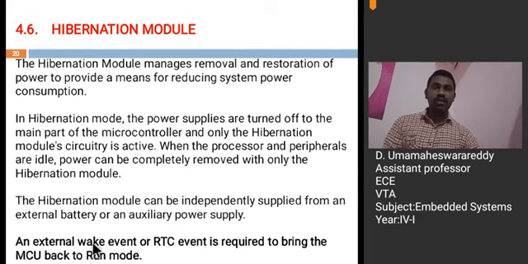If there is a signal on this wake up pin, or if there is an RTC timeout, RTC means real time clock, if the time set in the real time clock is out, then it will automatically generate an interrupt to the processor and peripherals, that is the microcontroller unit, to bring them back into the run mode, that is active mode. That means an external wake up signal or a timeout from the RTC can bring your processor or peripherals into the active state, that is running mode, from the hibernation mode. Understand?